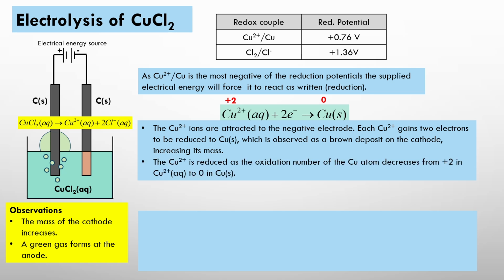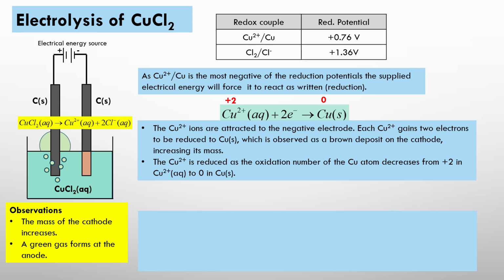So the copper 2+ is reduced because its oxidation number changes from +2 in Cu2+ to 0 in copper. Now I could link the observations from the start, where I linked the observations to the gain and loss of electrons, to their second explanation. It doesn't matter, but I need to rinse and repeat. I need to do the same thing for the oxidation half equation.